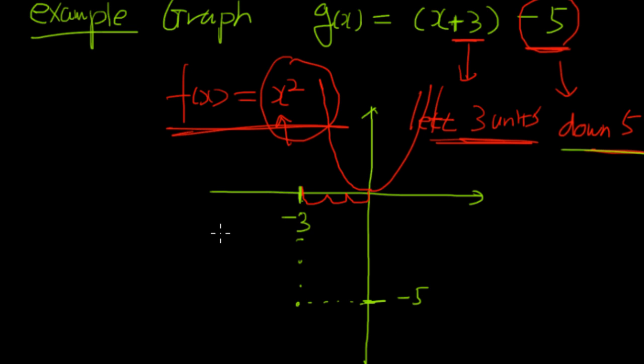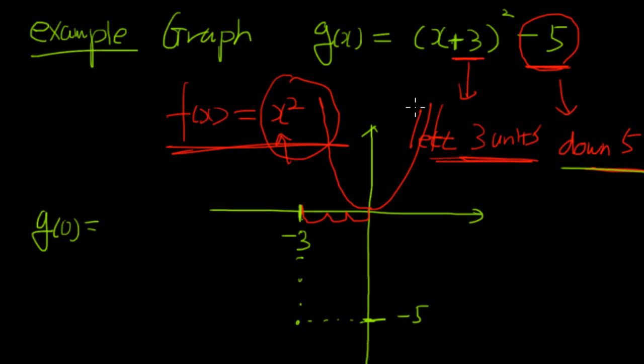And we are going to make this U-shaped curve. Now it's going to go something like this, right? Something like this. But we also want to check the y-intercept. So we want to set g of 0. Right? So if we put 0 in here, then it's going to be 3 squared minus 5, which is what? 9 minus 5, which is 4.